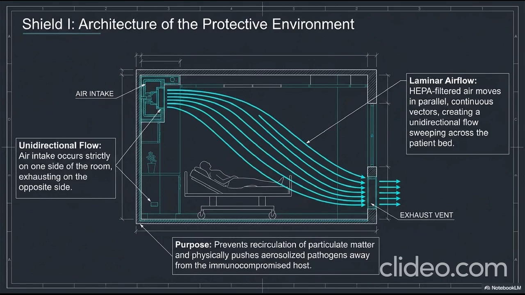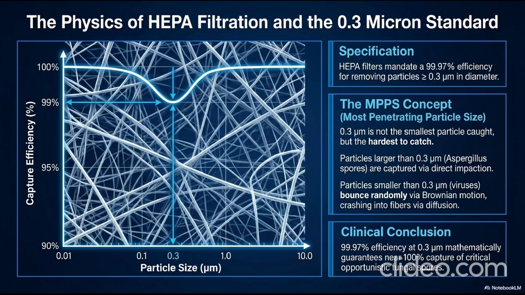The mechanical shield utilizes unidirectional, laminar flow. HEPA-filtered air intake occurs strictly on one side of the room, creating a continuous sweeping vector across the patient bed before exhausting on the opposite side to prevent recirculation. Slide 7. Physics of HEPA and the 0.3 micron standard.